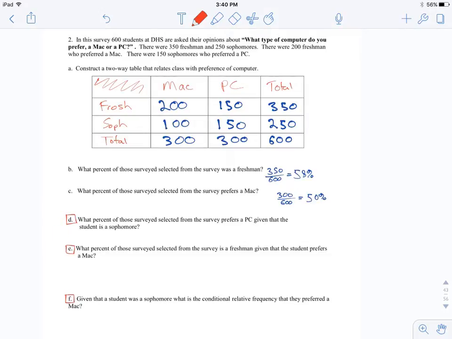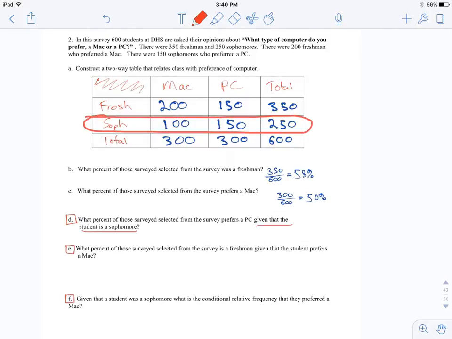In class, we focused on how it said percent of those surveyed, and so we said, oh, this must be out of 600. But what we really need to focus on is where it says given that the student is a sophomore. The given part is the most important. It overrides the rest of the problem. When it says given the student is a sophomore, it means we are looking at the sophomore row in the data, and we're only focusing in on that row.